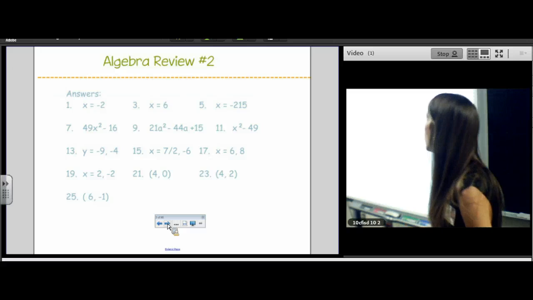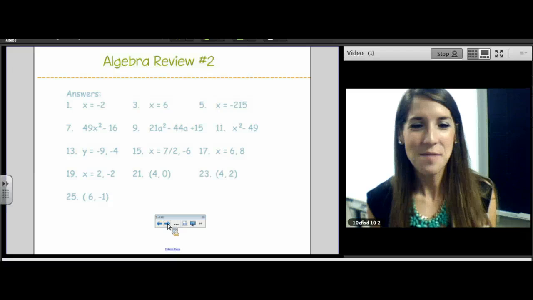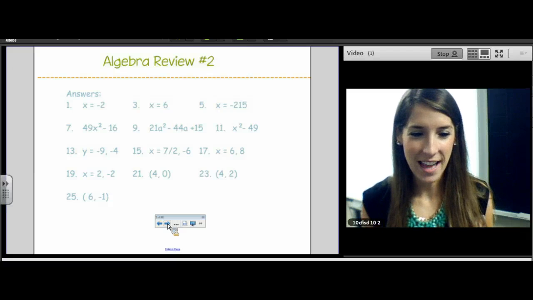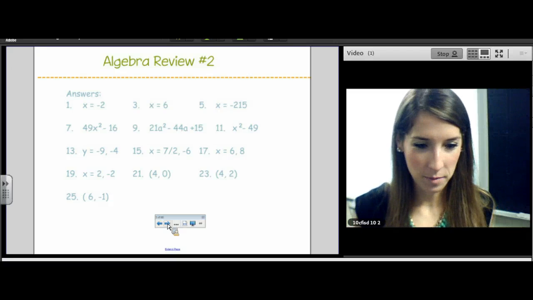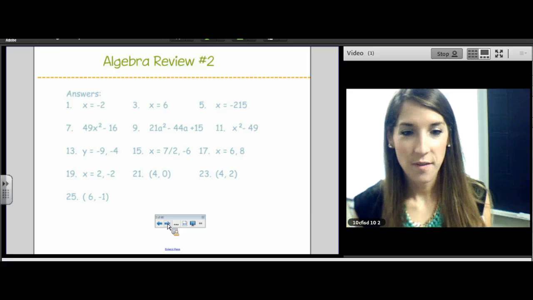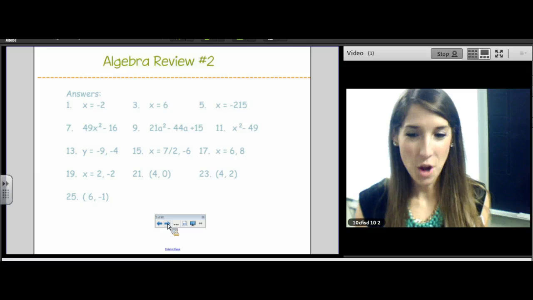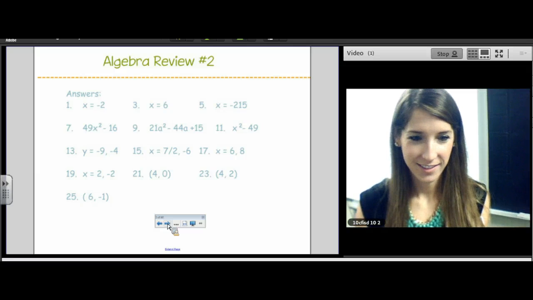Let's check your Algebra Review 2 homework. You might have had lots of questions, and that is A-okay, because I can work those problems. Factoring, systems, multiplying binomials, foiling.